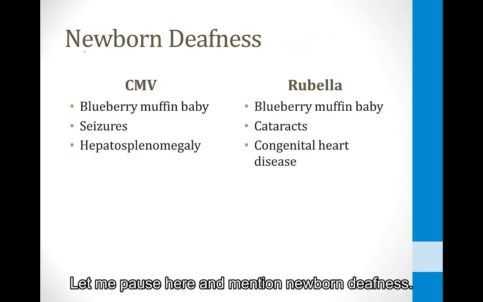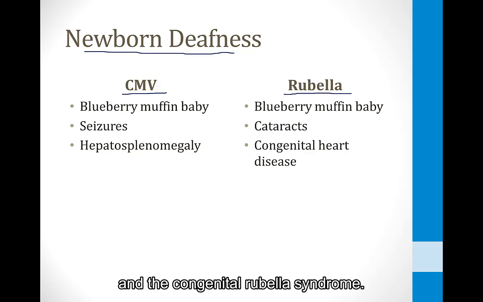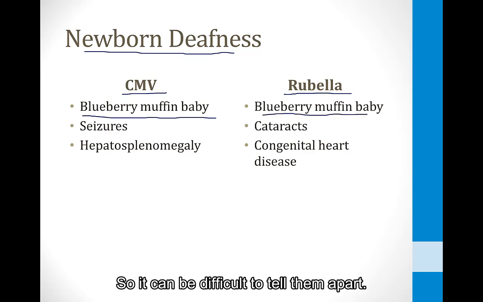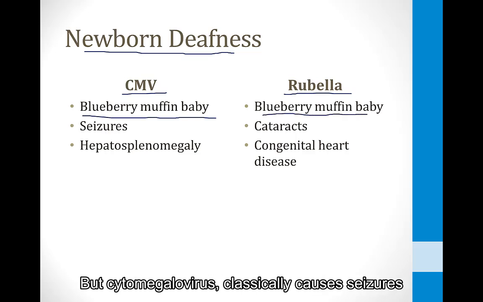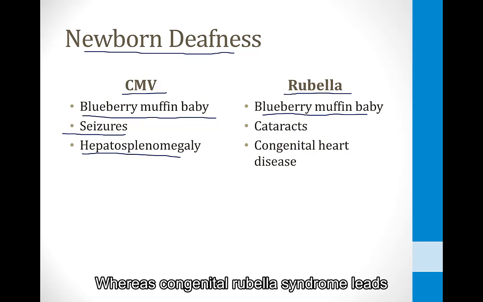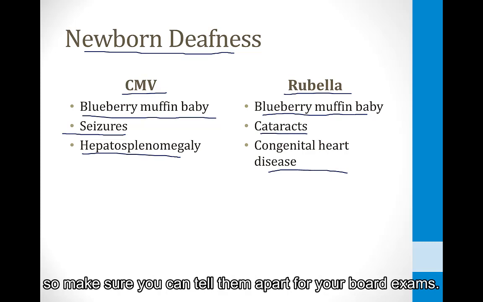Let me pause here and mention newborn deafness. This is associated with two congenital infections, cytomegalovirus and the congenital rubella syndrome. Both of these infections also cause the blueberry muffin baby syndrome, so it can be difficult to tell them apart. But cytomegalovirus classically causes seizures and enlarged liver and spleen, whereas congenital rubella syndrome leads to cataracts and congenital heart disease. These are often confused by students, so make sure you can tell them apart for your board exams.